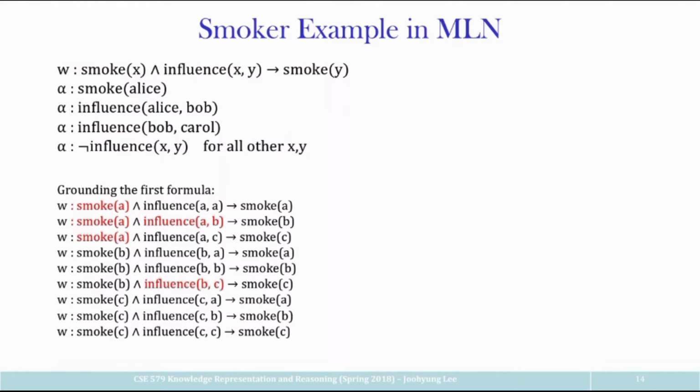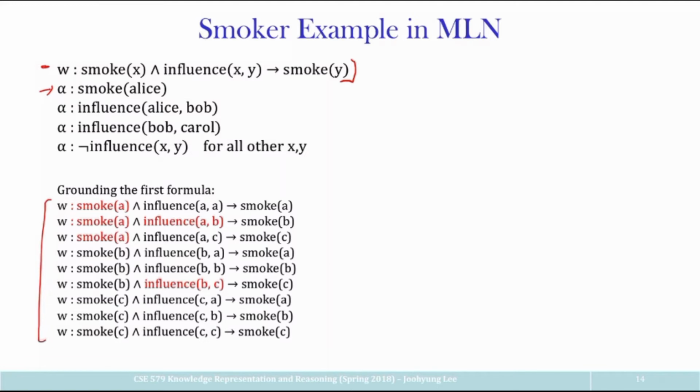What we know for sure for this domain is smoke of Alice must be true, because this is the hard rule here. Influence Alice-Bob is true, and influence Bob-Carol is true, but other influence relations are all false. The key part is this rule. This is the soft rule. Since we have three persons here, this rule will generate 9 possibilities, 3 for X, 3 for Y. If you ground this first rule, you will get 9 ground rules.